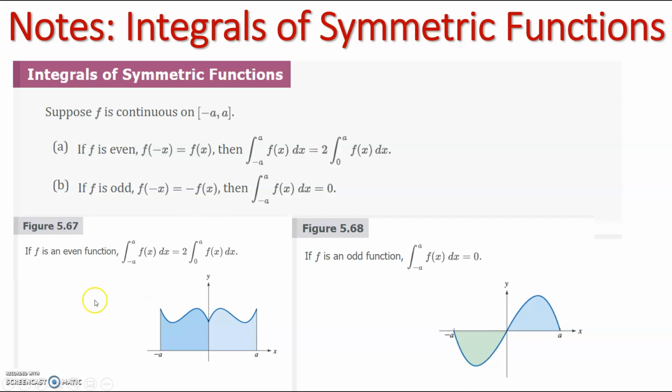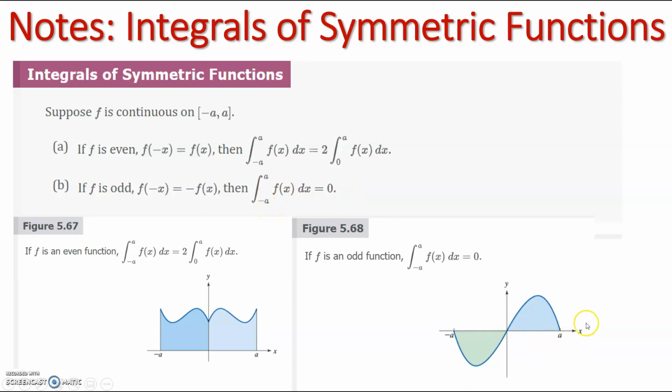When you look at the image here in figure 5.67, that makes sense. Because if the function is even, it is symmetric about the y-axis, and therefore the area is equivalent on either side of this axis. Meaning we could find the area just on the positive side and then double it to get the entire area. In another case, if f is odd, that is, f of negative x is negative f of x, then our integral from negative a to a is actually 0.